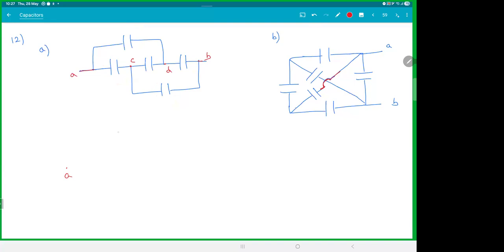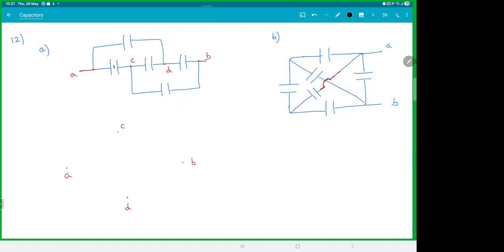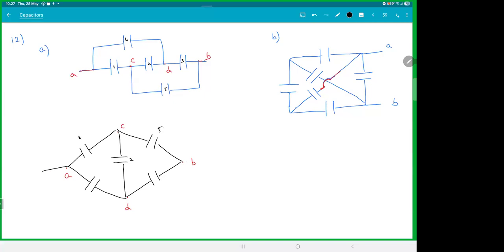So A, C, D, and B. I'll draw it like this. Now you'll observe. Let this be 1, let this be 2, let this be 3, let this be 4, and let this be 5. So 1 is between A and C. 2 is between C and D. 3 is between D and B. 4 is between A and D. 5 is between these. This is a hidden Wheatstone bridge.